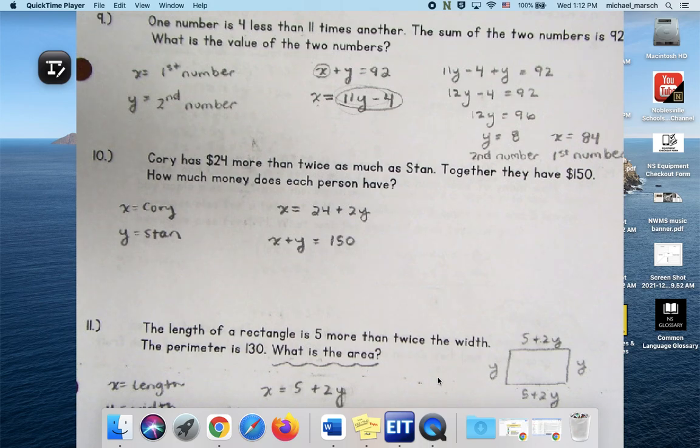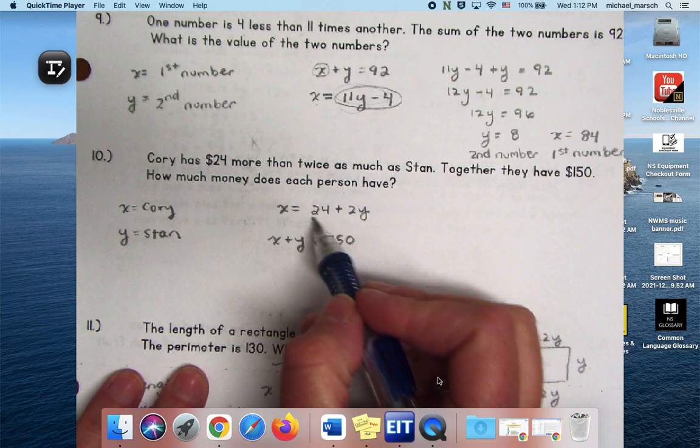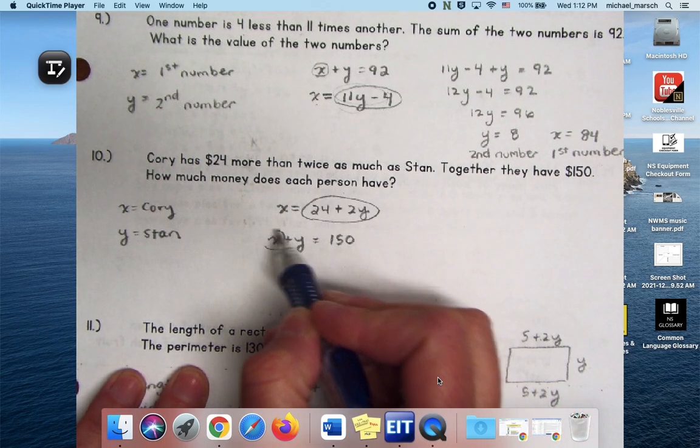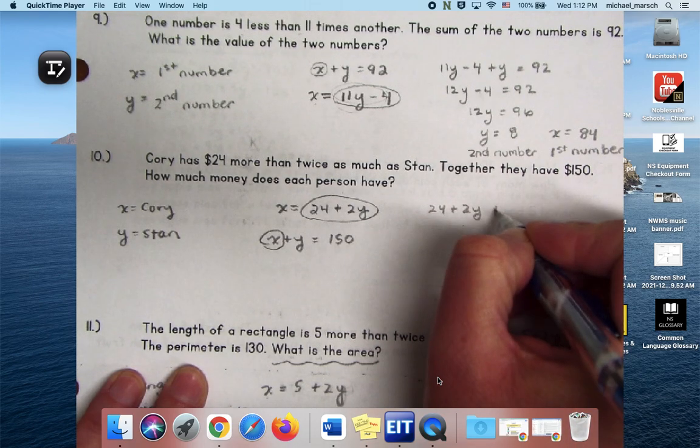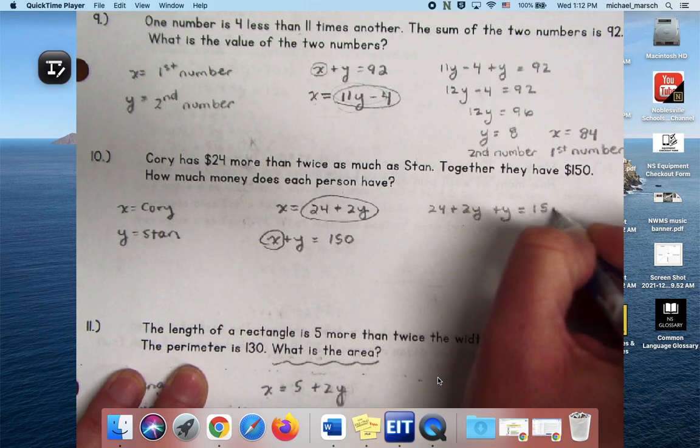Anybody want to guess which method I'm going to use here? What do you think, Avery? Sure, I'm going to put this right here. I'm going to have 24 plus 2y plus y equals 150.